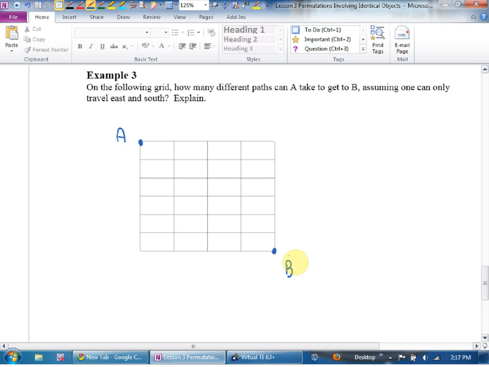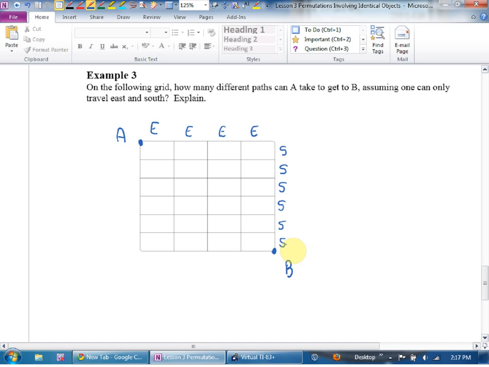Okay. I'm going to look at one path, the simplest path. I'm going to go east, east, east, east, south, south, south, south, south, south. Write that down. That's one way to get there. That's how many streets I would have to go on if this was a road map.